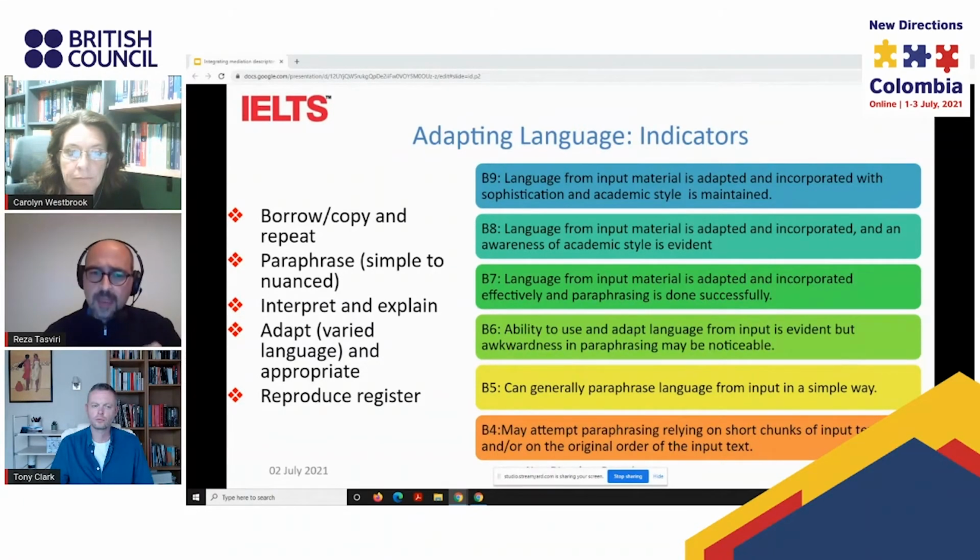As an example, I will only read band 6. At band 6, you would expect to see that the test taker is able to use and adapt language from input material, and that ability is evident, but it comes with some awkwardness in paraphrasing. And, well, of course, that pans out across the other scales.